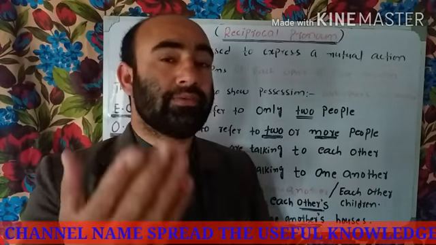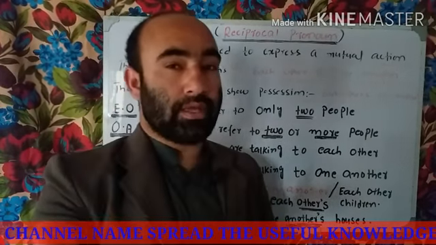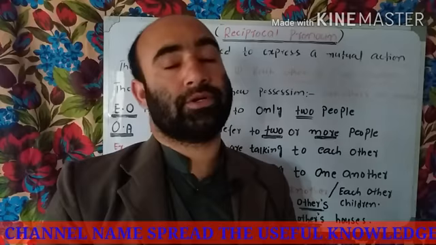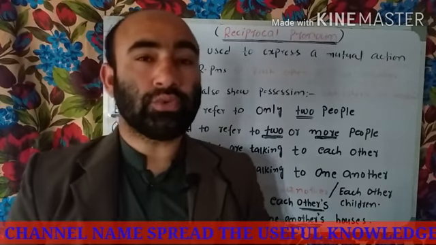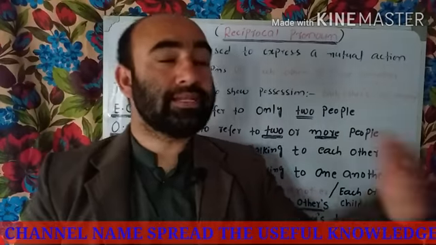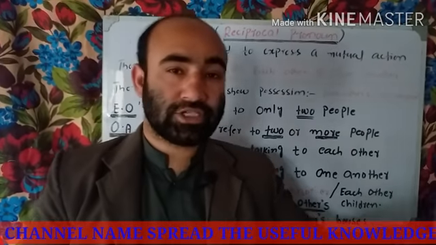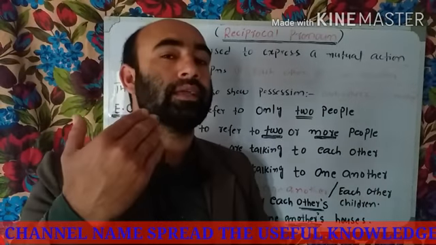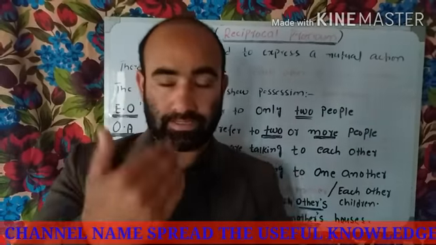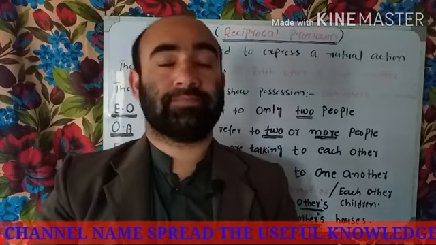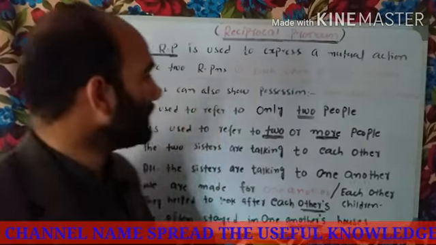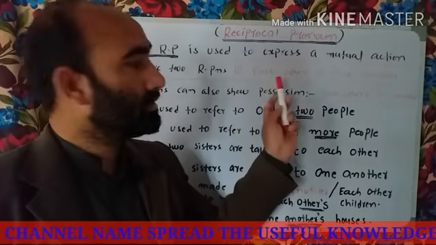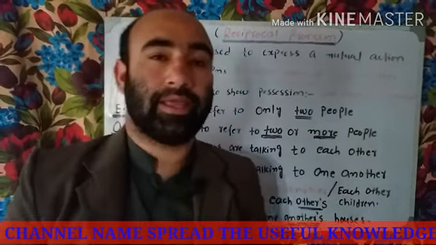For example, whenever I do something for you and you do something for me, that will be called the reciprocal pronoun. We are reciprocating the feelings or the actions with one another or each other. I like you, you like me. They are called the reciprocal pronouns. There are two reciprocal pronouns, each other and one another.